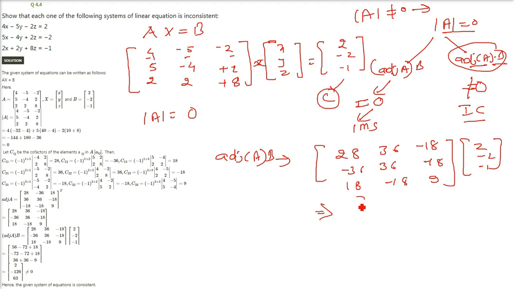So the final result is not equal to 0. This is 2, -126 and 63. This is not equal to 0. So we can easily say that these linear equations are inconsistent. So what do you say? Because determinant of A is 0, but adjoint A into B is not equal to 0. Inconsistent.